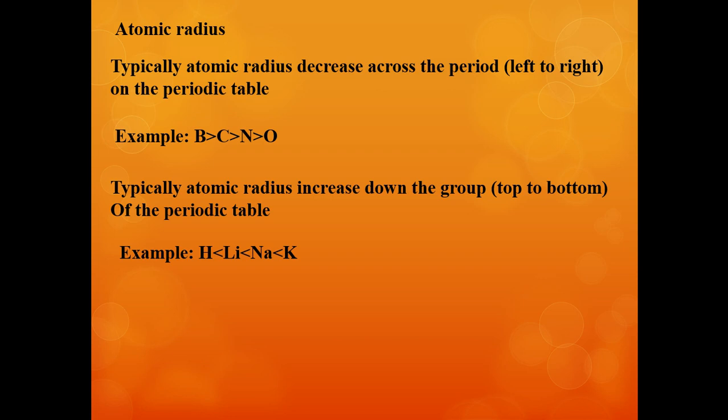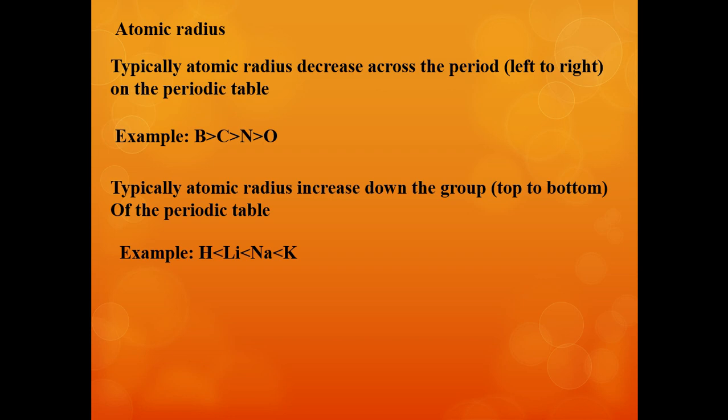For example, if you have boron, carbon, nitrogen and oxygen, now these are ground state atoms, not ions, just ground state atoms. You see boron is first, and as you go from left to right you see oxygen. So which one is smaller of the two? Well, of the four, oxygen is the smallest and boron is the largest. Then if you look at the next four elements, hydrogen, lithium, sodium and potassium, hydrogen is at the very top and potassium is at the very bottom in the same column.